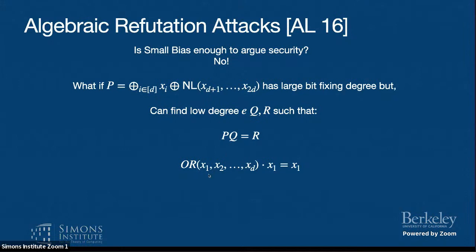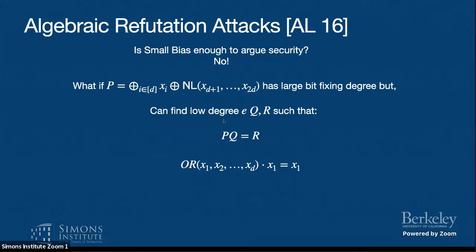As an example, R is a high degree predicate, but when I multiply it with X1, I get X1. You can see when X1 is 1, both the sides are 1. If X1 is 0, then both the sides are 0. So this equation is kind of satisfied. So this is an example where this happens.